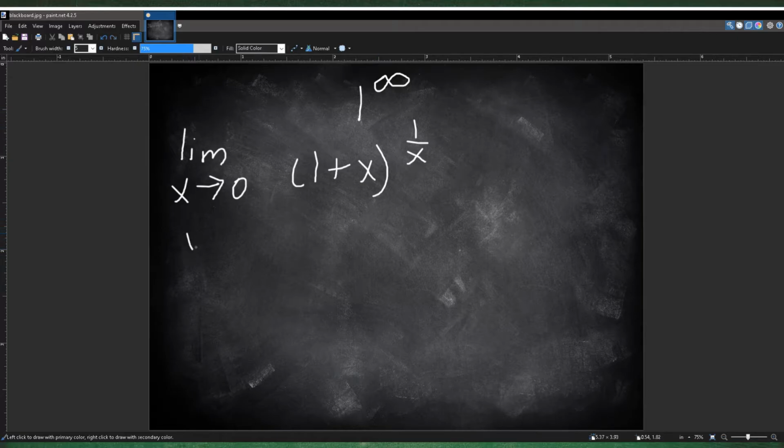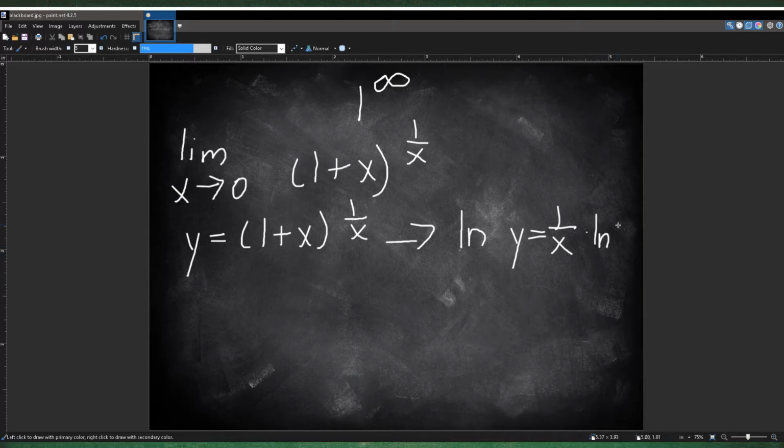So now we can just say it's y, right? It's equal to 1 plus x to the power of 1 over x, and we change that, right? Ln of y is equal to 1 over x times ln of 1 plus x. Kind of running out of space. Actually, let's write this a little smaller so we can actually see the entire thing. So ln of y is equal to 1 over x times ln of 1 plus x. Okay?